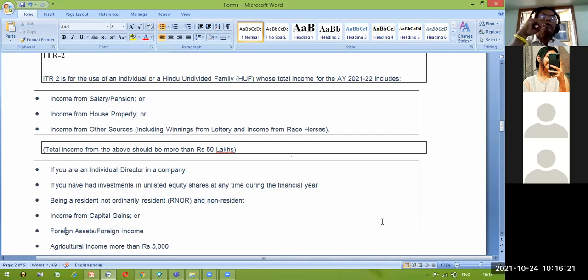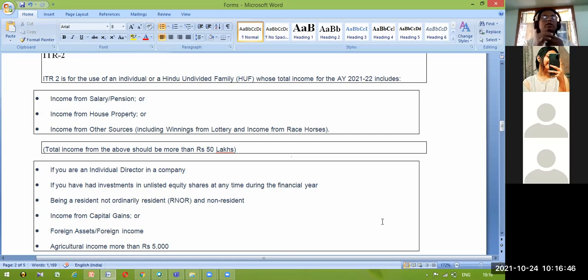Then if you are a director in a company, you cannot fill ITR 1, you can fill ITR 2. If you have investment in unlisted shares anytime during the financial year, if you have invested in unlisted equity shares anytime, it means that whole year you had invested in shares, or you have invested in shares anytime and sold out during the year. In that case, you cannot go to ITR 1. You have to come to ITR 2.